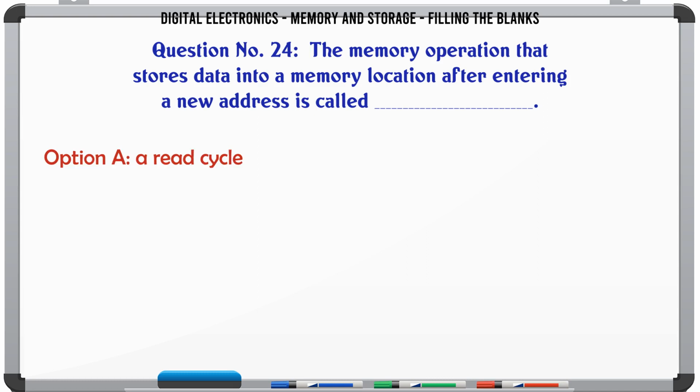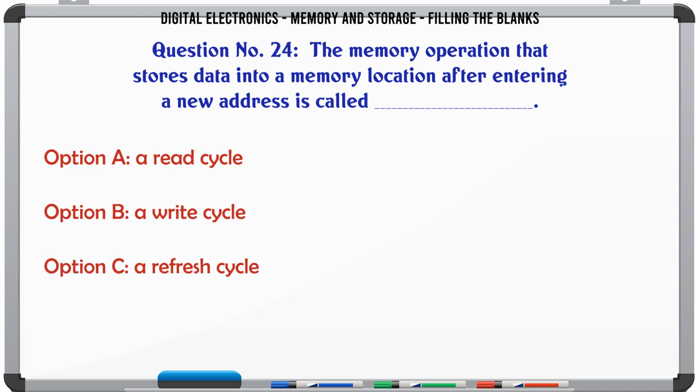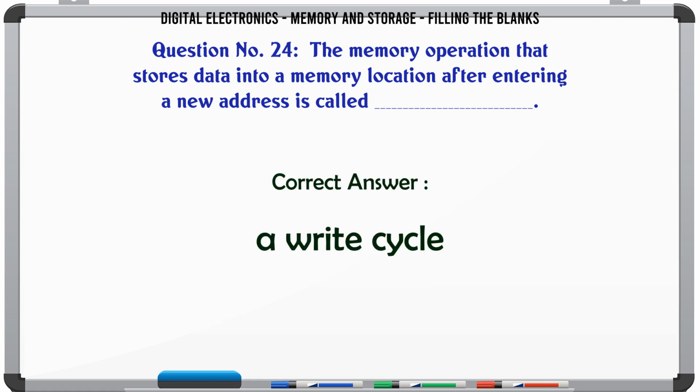The memory operation that stores data into a memory location after entering a new address is called A. A read cycle. B. A write cycle. C. A refresh cycle. D. Chip select. The correct answer is a write cycle.